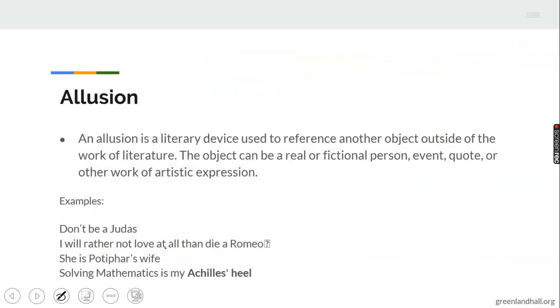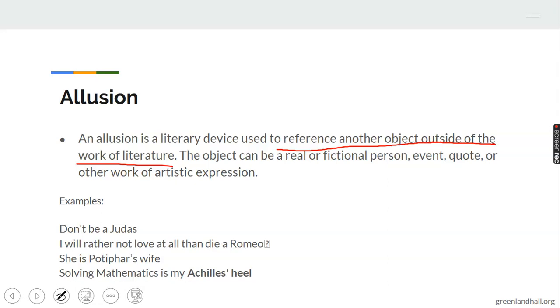Then allusion. Allusion is making reference to historic concepts or things. Look at it: a reference to another object outside of literature. You make reference to events, to quotes, to people, or to artistic expression. So you make reference to historic things. And we have biblical allusion, societal allusion, and stuff like that.